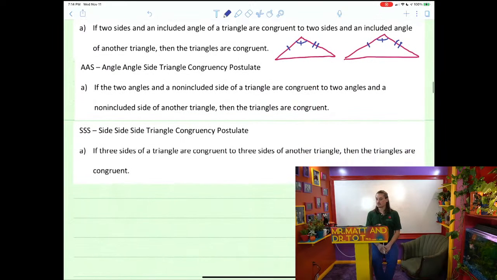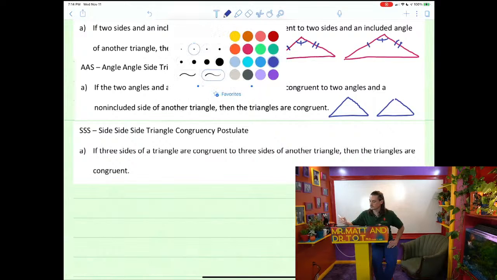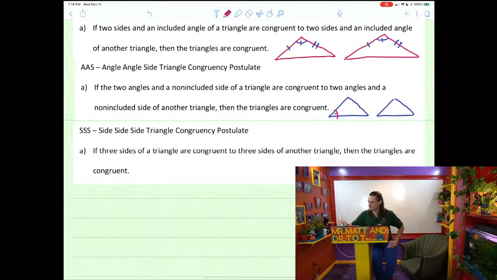Next, we have angle angle side. So if two angles and a non-included side of a triangle are congruent to two angles and a non-included side of another triangle, then the triangles are congruent to each other. So if I have two triangles, so if I know that this angle is congruent to this one is congruent to this one, and then the non-included side length all the way over here are congruent, then I have angle angle side.